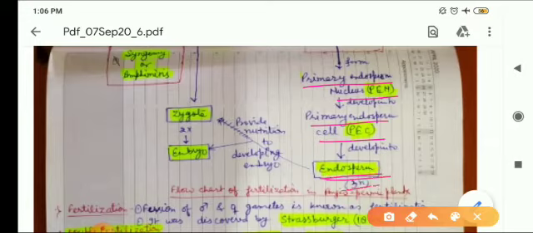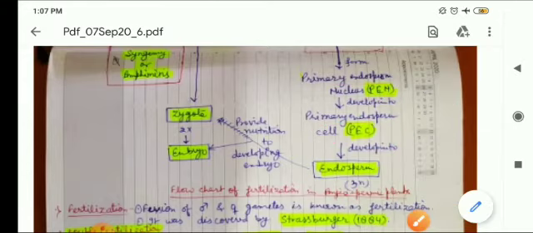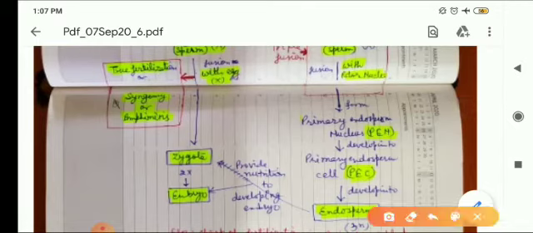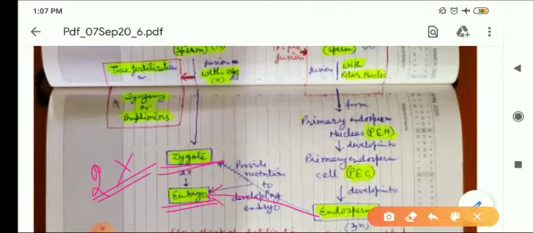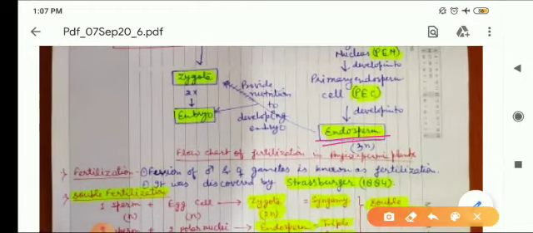This endosperm is triploid. What is triploid? That means three sets of chromosomes are found. In this case, after syngamy, a diploid zygote is formed. This is diploid, two sets of chromosomes are found. This diploid zygote develops into the embryo. This endosperm provides nutrition to the developing embryo. That means the function of the endosperm is to provide nutrition to the developing embryo.